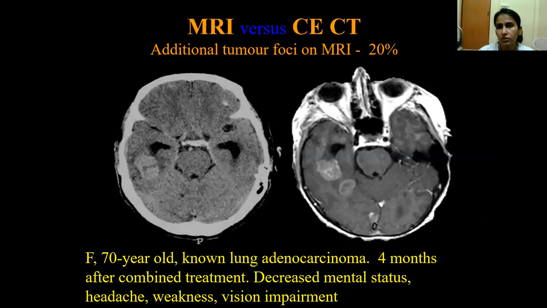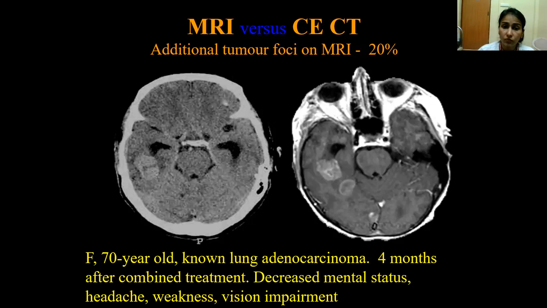Now, MRI versus contrast enhanced CT. Additional tumor foci on MRI are seen in 20% of cases. This is a case of a 70-year-old female, a known case of adenocarcinoma of the lung. Four months after combined treatment, we did a follow-up CT and MRI, and there were symptoms like decreased mental status, headache, weakness, and vision impairment.